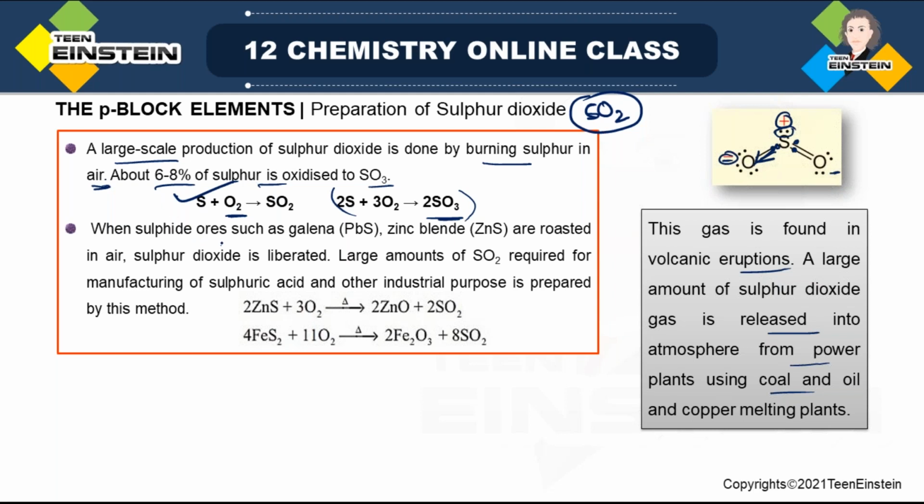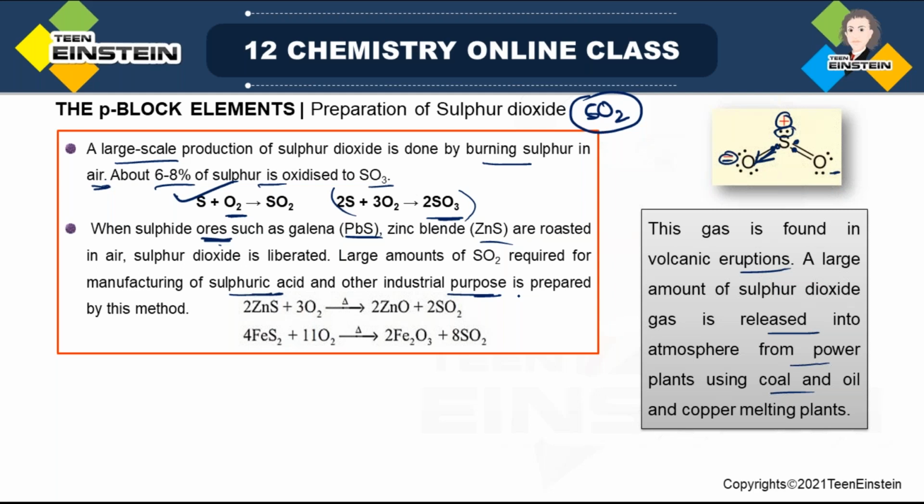Other methods: when sulfide ores, that is PbS, galena, then zinc blende, ZnS, are roasted in air. Roasting process, remember in metallurgy we have seen it. In the roasting process, oxidation takes place, that is, sulfide is converted to the oxide. A large amount of SO2 required for manufacturing of sulfuric acid and other industrial purposes is prepared by this method.